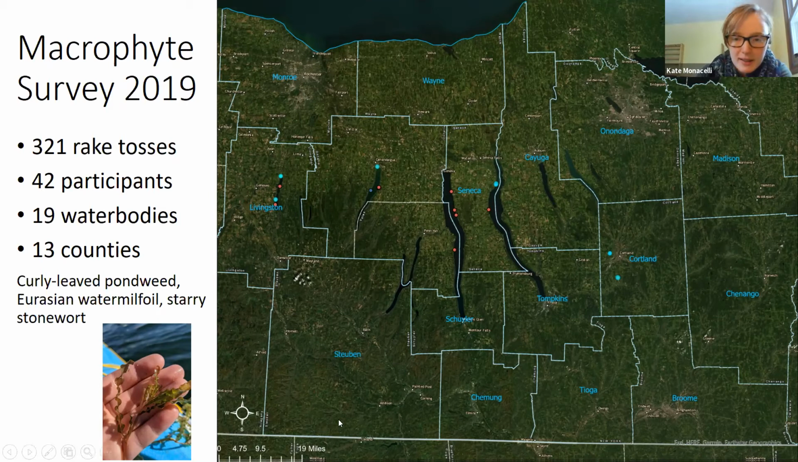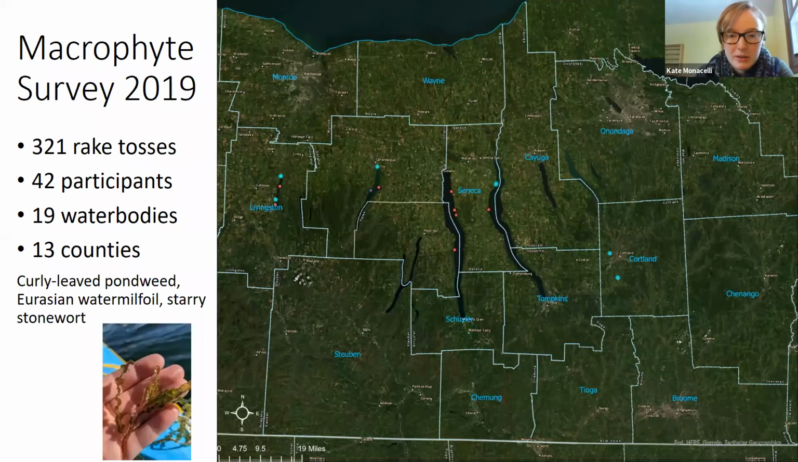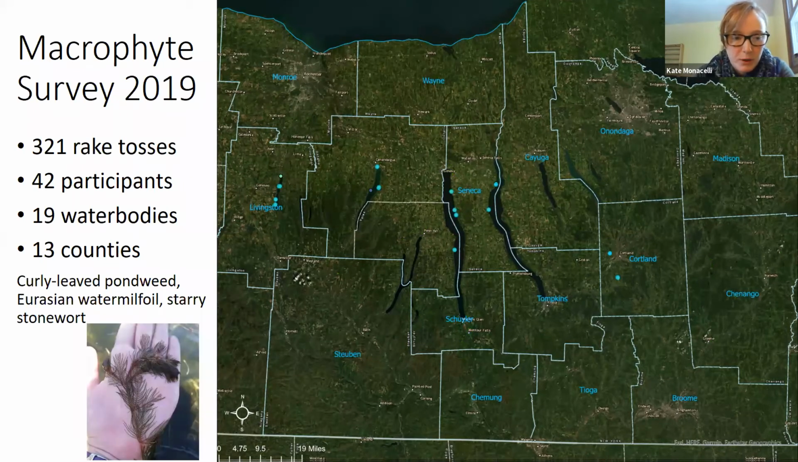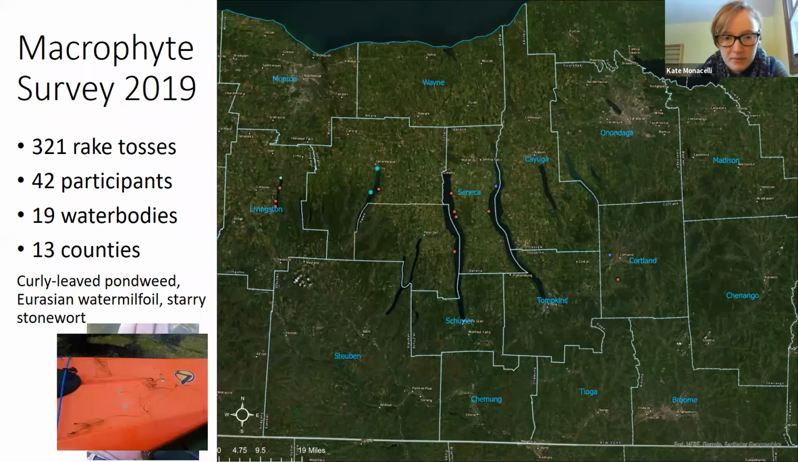It's a little hard to see, but these bright blue spots are where curly-leaf pondweed was confirmed to be detected. We're able to confirm the volunteer data primarily based on photos. So a lot more rake tosses were done, but we were able to confirm these to have invasive species. Eurasian water milfoil, the blue spots are more widely distributed, and that lines up with where we had our other data collection, that Eurasian water milfoil appears to be pretty widespread across our region. And starry stonewort, not as much, but it is hard to identify.